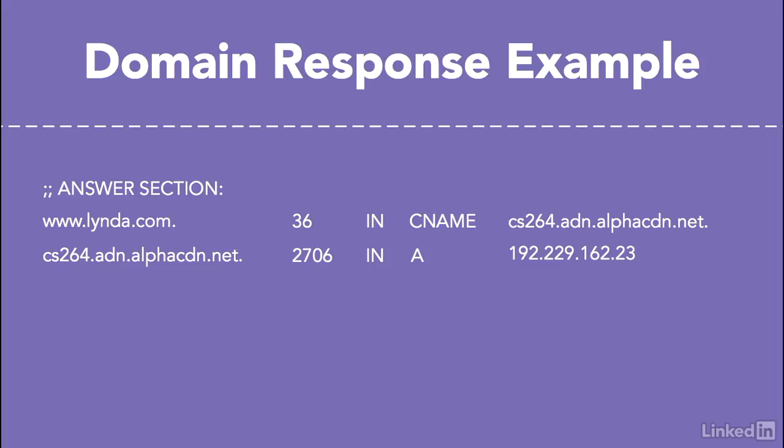The first line is the answer section. The second line is where it's telling us lynda.com goes to this alphacdn.net server. And then that tells us that that's going to redirect to that, which goes to another in. And you see that A right there that goes to the IP address 192.229.162.23. Again, this would look similar but have different information for virtually any kind of A record lookup. And we're going to play with that a lot more later on. We'll show you how to use DIG and network utility and other utilities to do this type of lookup and get this type of answer.